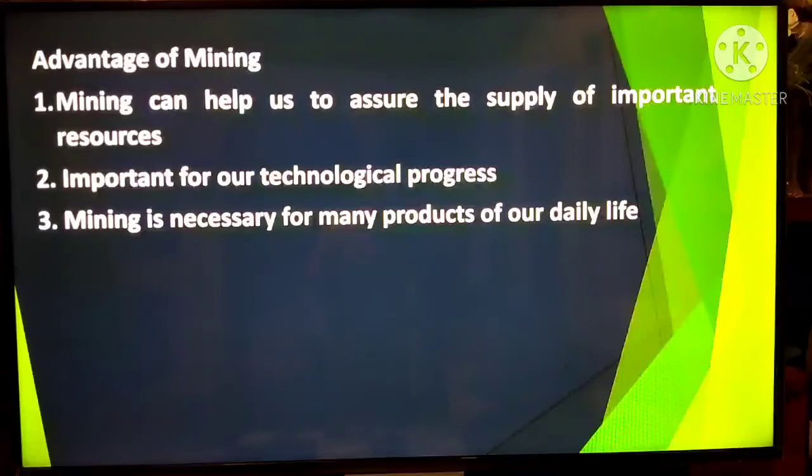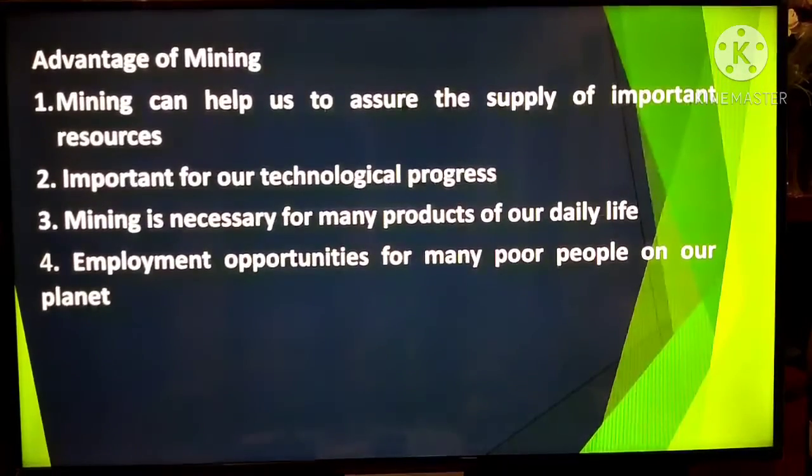Third, mining is necessary for many products of our daily life. Yes, it's true. Because many products of our daily lives are directly or indirectly made with the help of mining. And without mining activities, the selection of products available to us would be much lower. Maybe those are the raw products or raw goods that we are using in our daily lives.